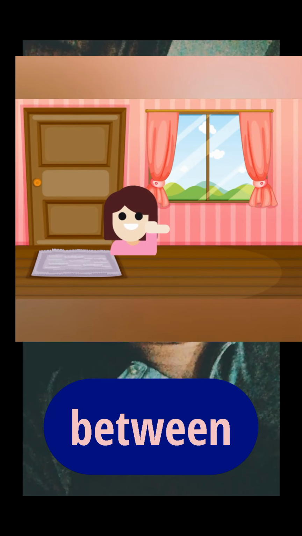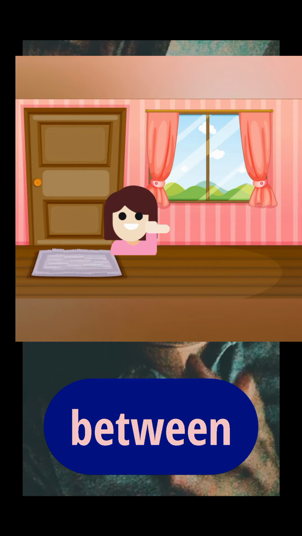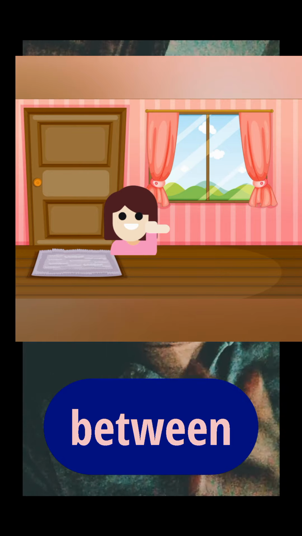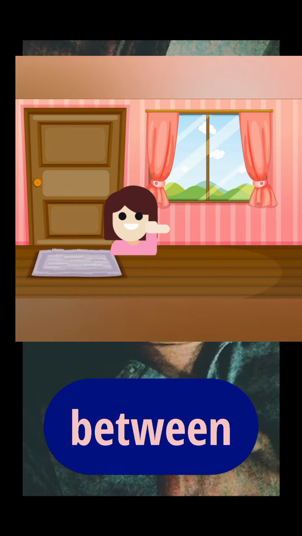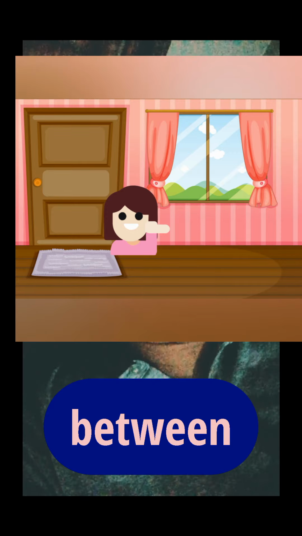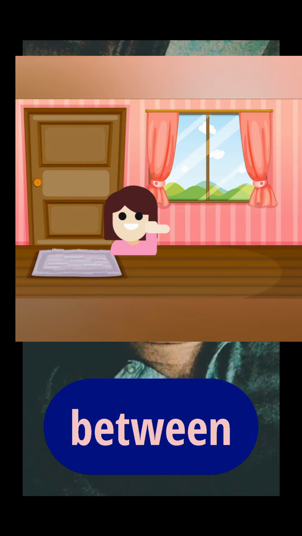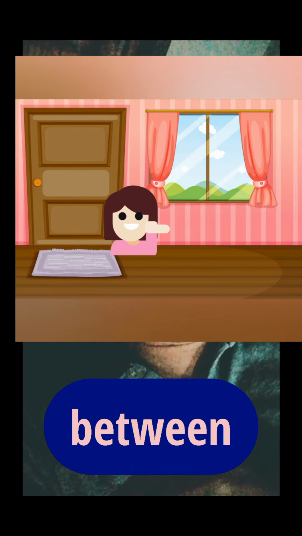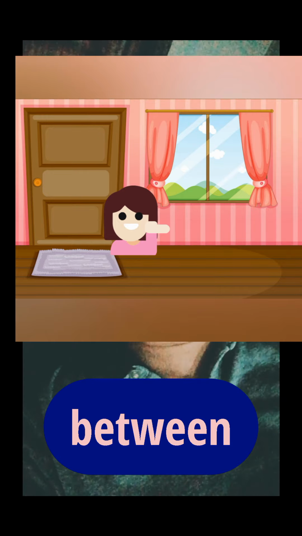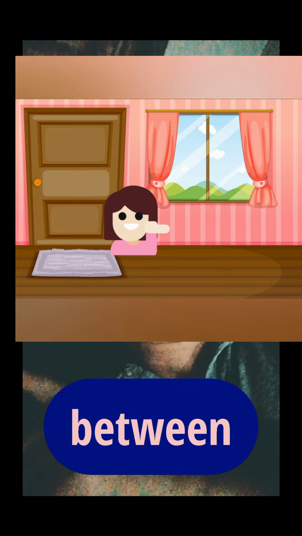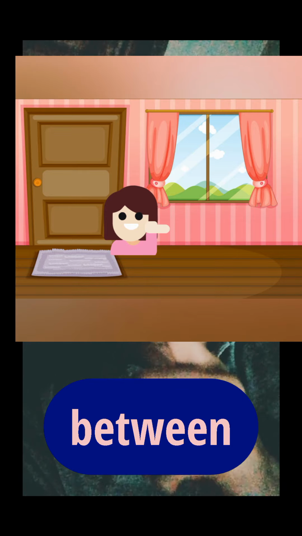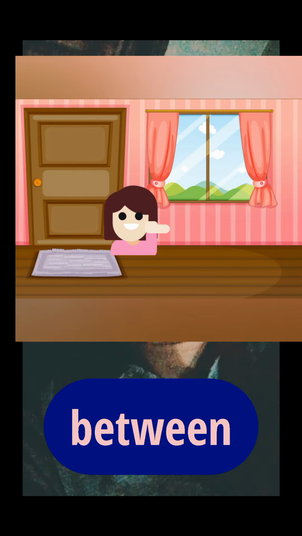So for between, we are talking about three things. For example, I'm standing between the door and the window. So me, I, is the subject. I am standing in the middle of the door and the window. So between the door and the window. So maybe on my left hand side is the window, on my right hand side is the door. I'm standing between the door and the window, between A and B.